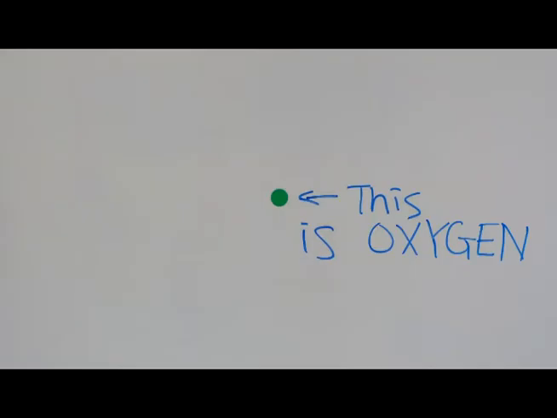Okay, so let's say that green dot on the screen is the nucleus of this oxygen atom. The nucleus of an atom is made up of neutrons and protons, and is basically the core of an atom. The electrons of an atom circle around this core in layers, which are also known as shells. Now these shells are going to be important when we start talking about valency.